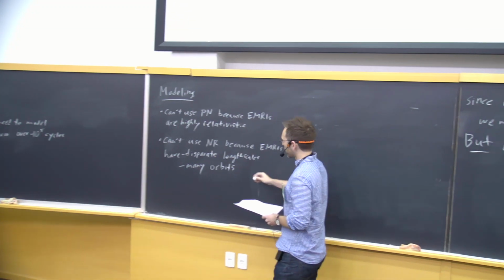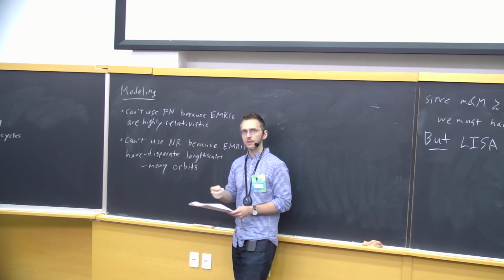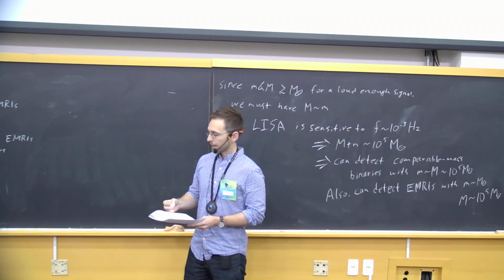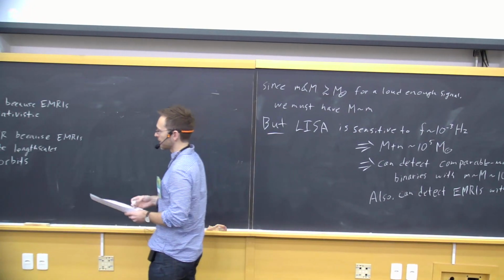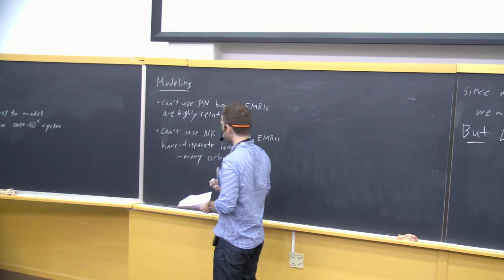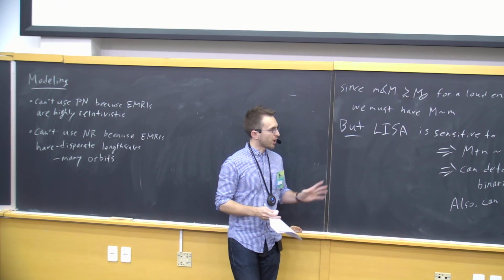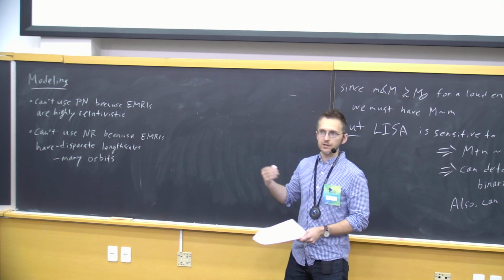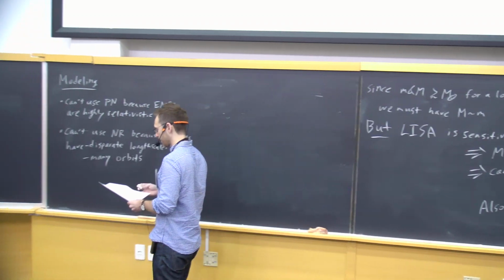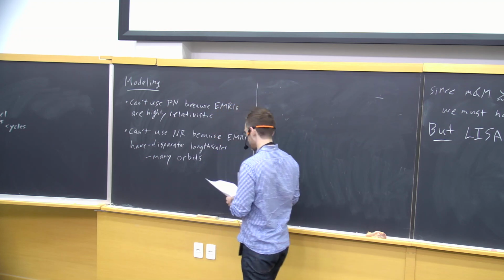But the bigger problem is really the huge number of orbits. So we need to model 10 to the 5 orbits, and that's way beyond what numerical relativity can do in any time in the foreseeable future. So they would typically do, say, 100 orbits maximum, and that would only be for comparable mass binaries, and it just gets harder for extreme mass ratio binaries. So what we use is what I called self-force theory.